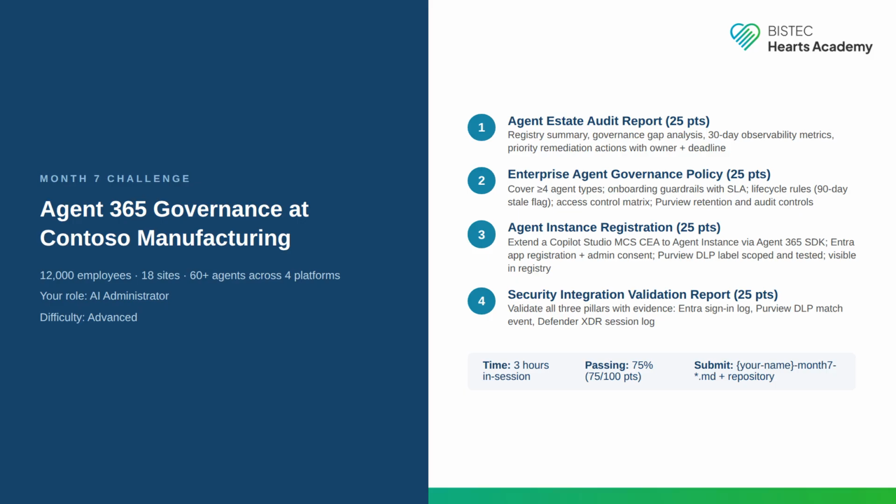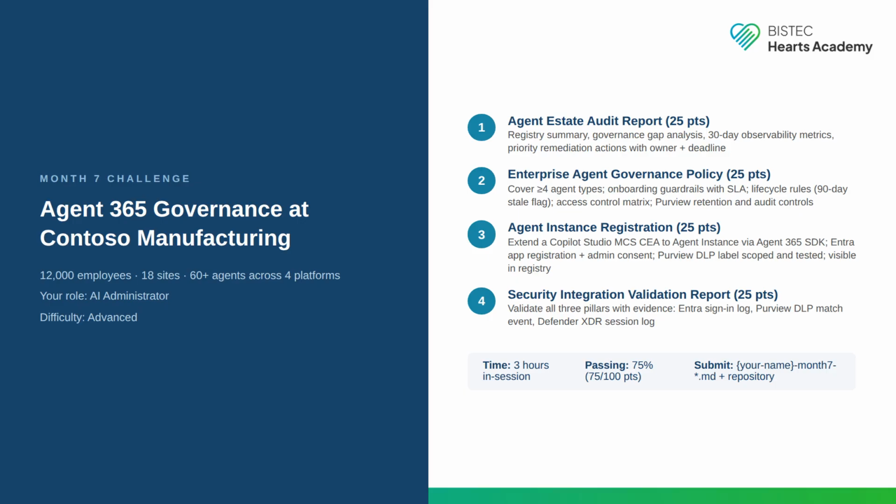Deliverable 1 is the Agent Estate Audit Report. Provide a full registry summary, a governance gap analysis with counts across all 4 governance action categories, the 30-day observability metrics, and a priority remediation action list with assigned owner and deadline for each action.